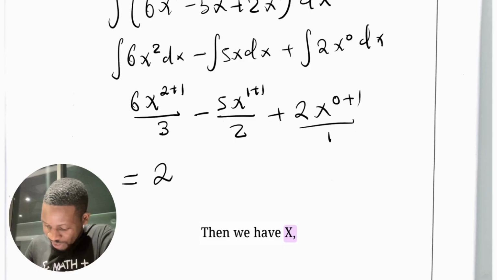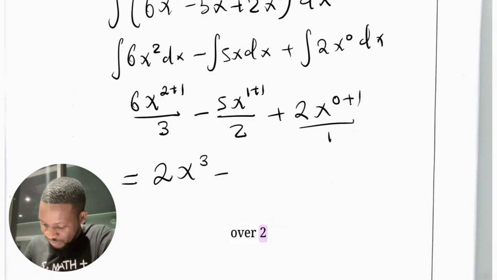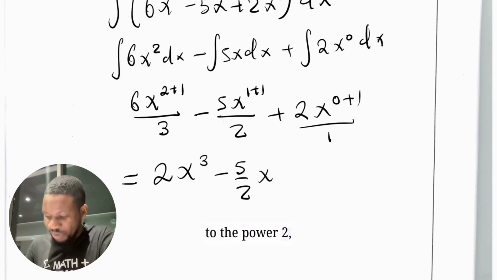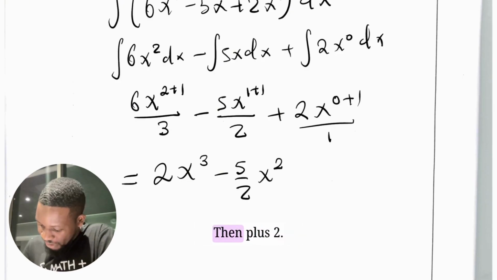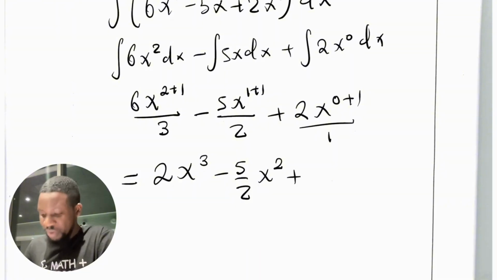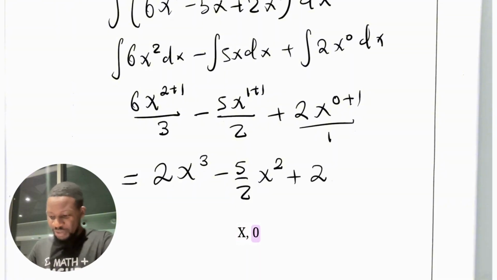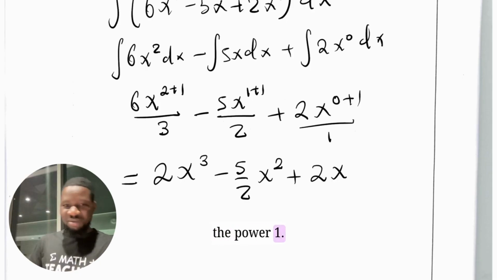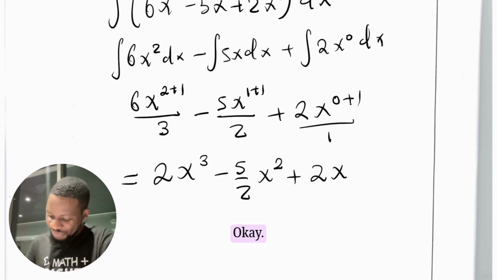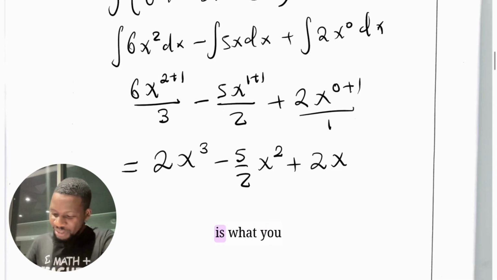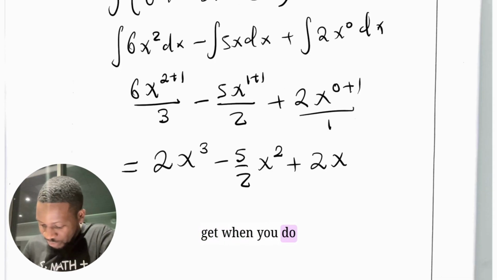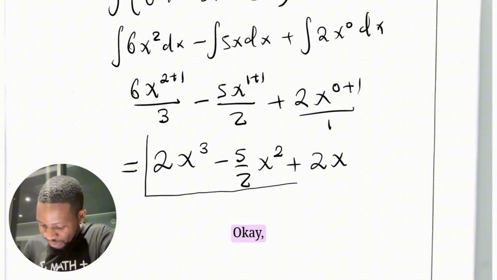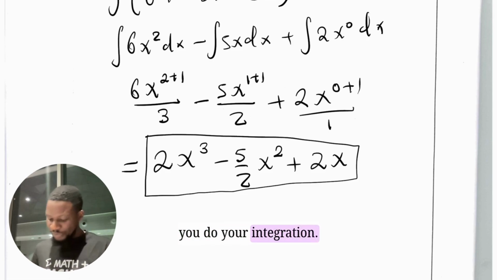Then we have x, 2 plus 1 is 3. Then minus 5 over 2 remains the same. Then we have x to the power 2, that is 1 plus 1. Then plus 2x, 0 plus 1 is 1, right? I don't need to write to the power 1. Anything is to the power 1, right? Okay. So this is what we get when you do your integration.